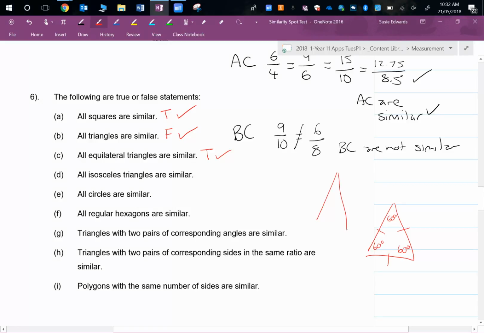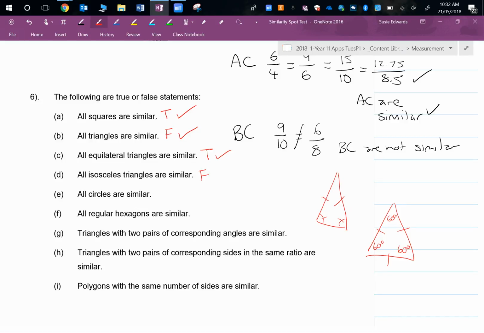Now, isosceles triangles have 2 sides the same and 1 side different, which means it also has 2 angles the same, but they can be different numbers. What do you reckon? It's false because those numbers could all be different angles. They don't always have to be the same angles. I like to look at the angles first because it's an easier way of working out whether things are similar. If the angles aren't the same, they're not similar. The side ratios are a bit harder to find.